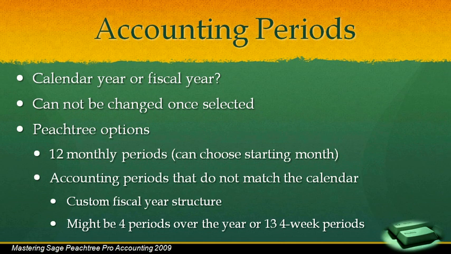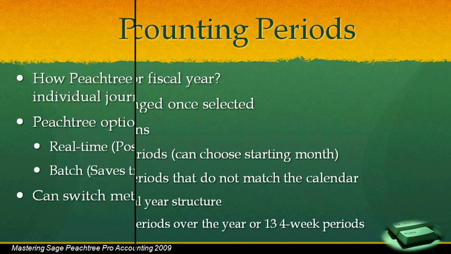Remember that your accounting periods cannot be changed once they're selected and in the company file. Peachtree gives you the option of having 12 monthly periods, and you can choose a starting month, or accounting periods that don't match the calendar. Now that could be a custom fiscal year structure. For example, you might break your fiscal year into quarters, or you might have 13 four-week periods instead of 12 periods that are varying numbers of days. This again should be carefully considered, and if you need some advice, there are plenty of places you can get it, as well as some good information on the internet.